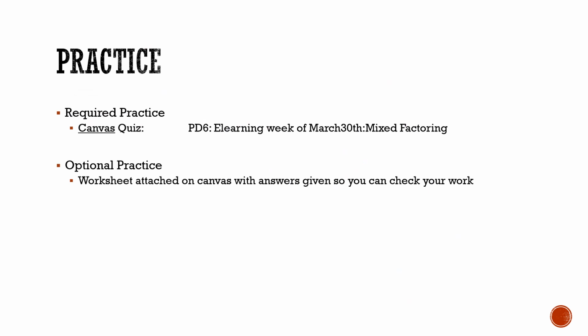All right, so hopefully that kind of reviews for you those 4 types that we learned. The practice that is required for you, which will be for a grade, is a Canvas quiz. So make sure you're finding period 6, e-learning week of March 30th, mixed factoring. Remember that you can do that as many times as you need in order to get whatever grade you want.